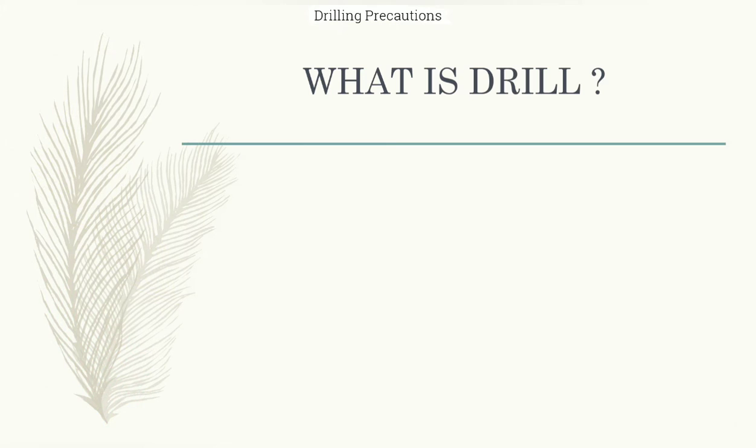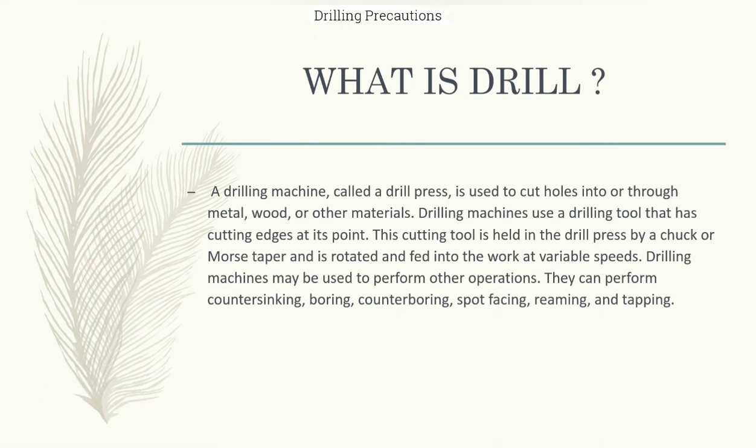What is a drill? A drilling machine, called a drill press, is used to cut holes into or through metal, wood, or other materials. Drilling machines use a drilling tool that has a cutting edge at its point. This cutting tool is held in the drill press by a chuck or Morse taper and is rotated and fed into the work at variable speeds. Drilling machines may be used to perform other operations. They can perform countersinking, boring, counterboring, spot facing, reaming, and tapping.